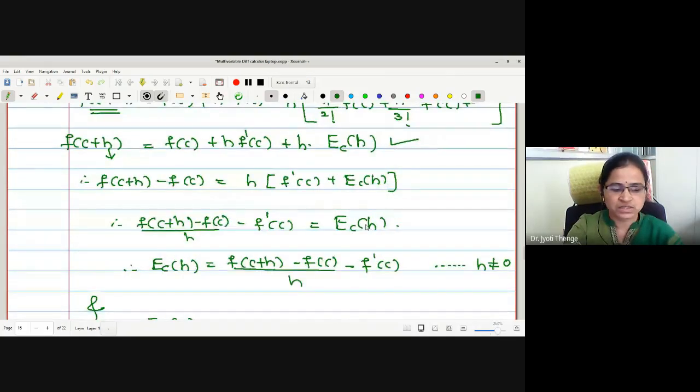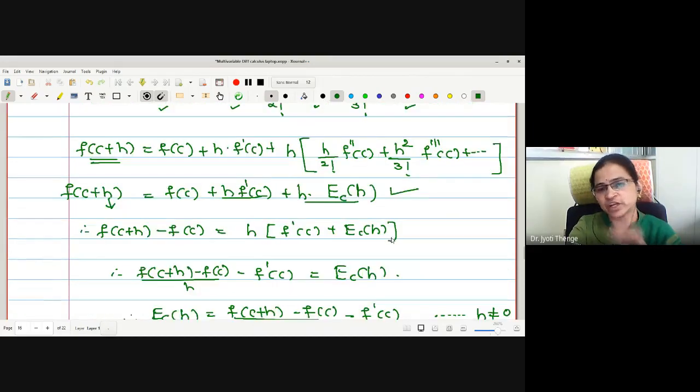Now look at this statement. Whatever is this h f dash of c, we will observe this to be a linear function. How it is linear I will tell you. Similarly, whatever is this error will tend to 0 as h tends to 0. Check: if h is tending to 0, first is h into this term, the second order derivative. If h is smaller, what about h square? Still smaller. The next term is h cube, still smaller. Therefore, whenever h is tending to 0, this error term is tending to 0.